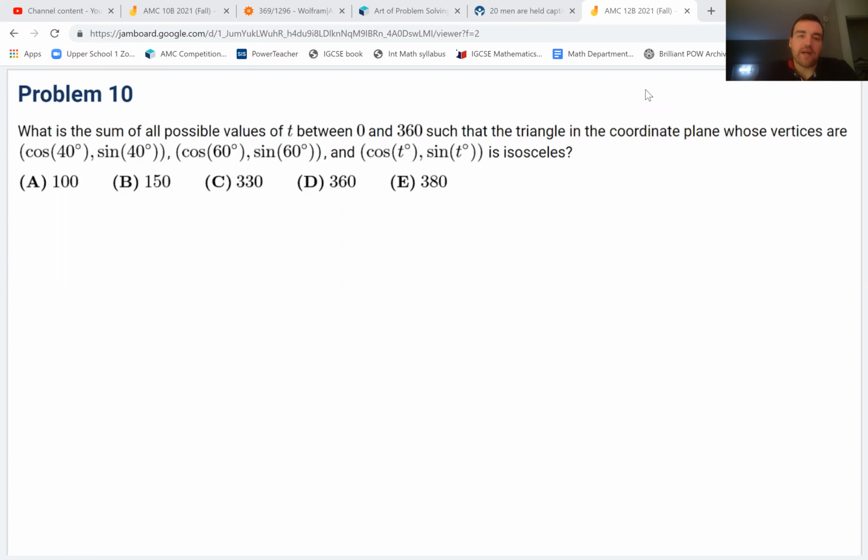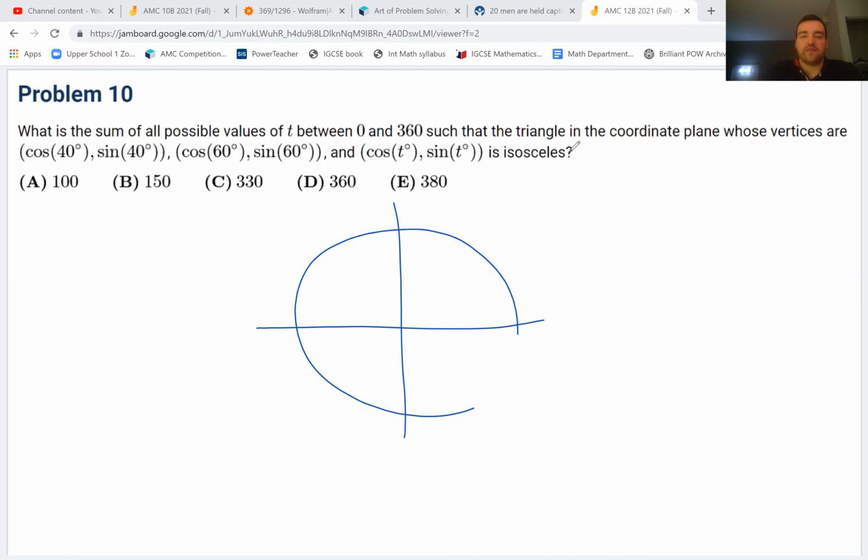What is the sum of all possible values of t between 0 and 360 such that the triangle in the coordinate plane whose vertices are cos 40, sine 40, cos 60, sine 60, and cos t, sine t is isosceles? Okay, and again, when I first read this problem, my first thought was distance formula, but no. You do not want to do that. It's just not worth it, and it's just too much.